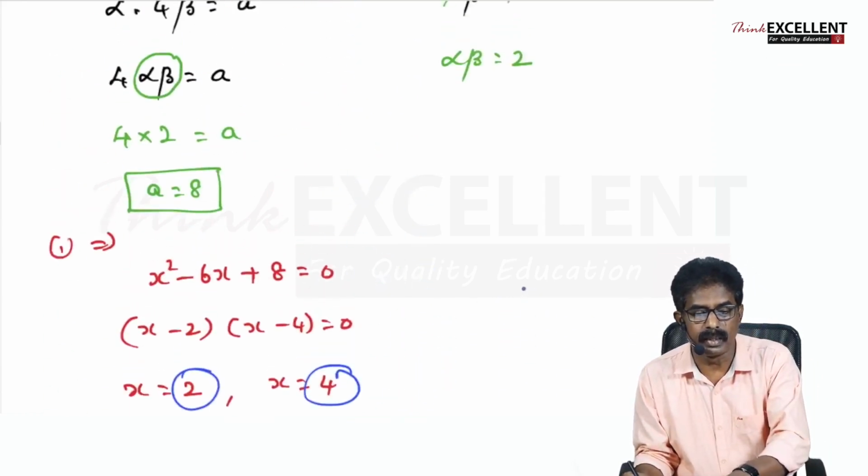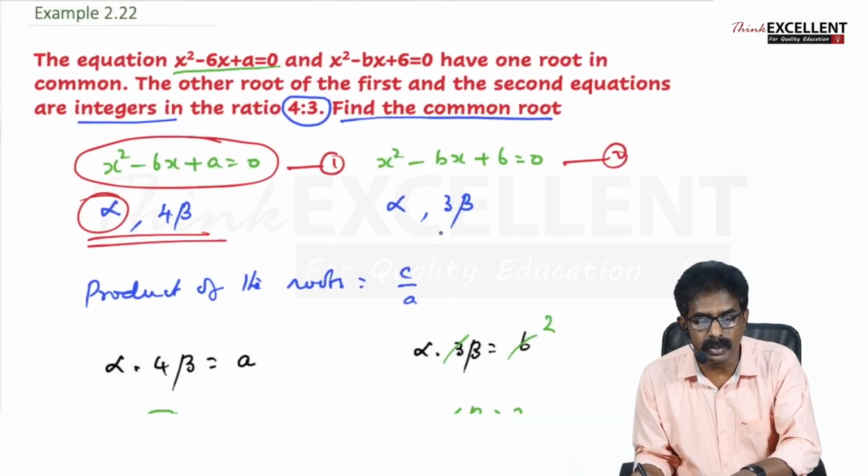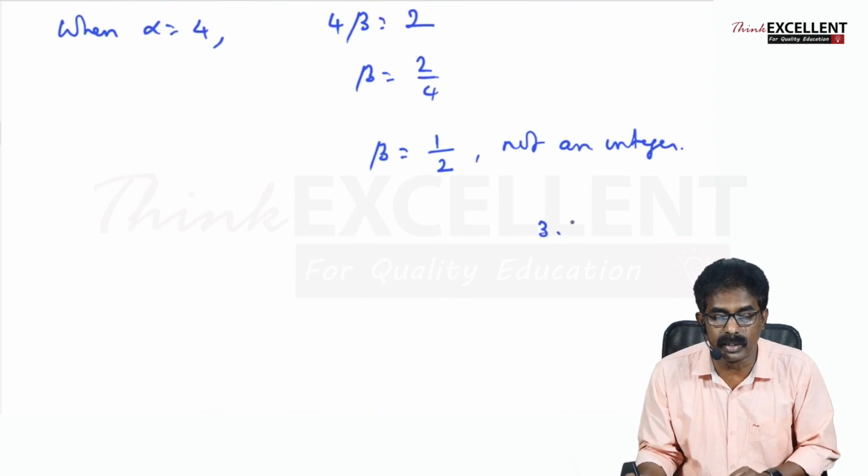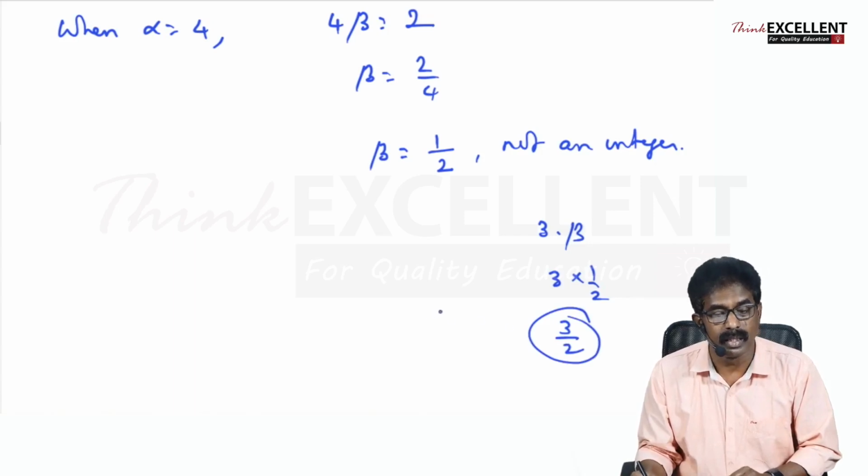It is not an integer. So beta is 1 by 2. So if we substitute here 3 into beta, in the second case also 3 into beta, that means 3 into 1 by 2, that is 3 by 2, right? It is not an integer.